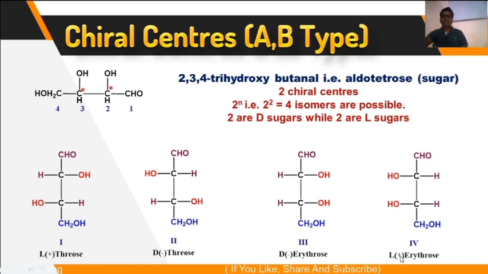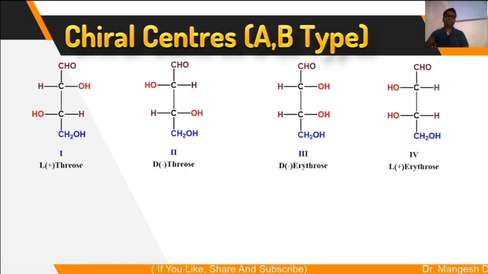There is no relation between the plus sign and L or D. It may be possible that a D sugar may be negative or may be positive. Always remember. So these are the 4 stereoisomers of the aldotetrose sugar: L-threose, D-threose, D-erythrose and L-erythrose. Now we will see one by one the relation between the compounds.